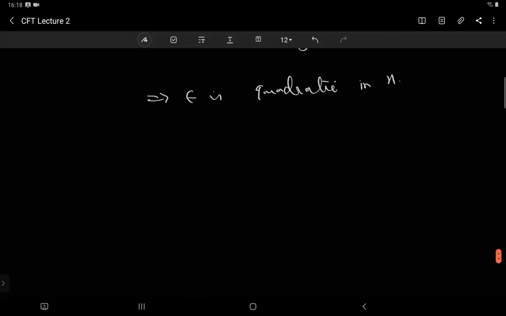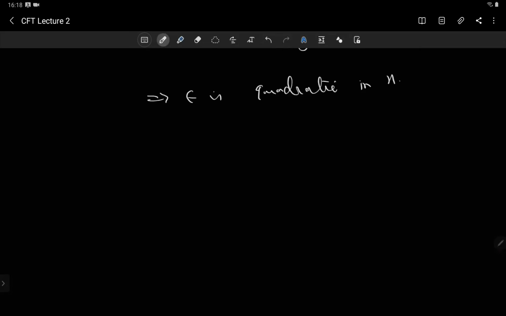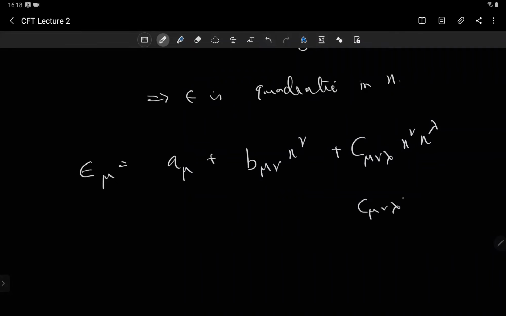But anyway, the epsilon is quadratic in x. So therefore, we can now write epsilon mu as follows. Quadratic in x means it can be a constant. It can be linear, but linear will mean something like this. So let's write the lower version, the lower one. You can get the lower and the upper from just multiplying by eta. This is the linear part, and the quadratic part has to be of this form, right? And just from the symmetry of this, we also know that c mu nu lambda has to be equal to c mu lambda nu. This is because x nu x lambda is multiplying it.